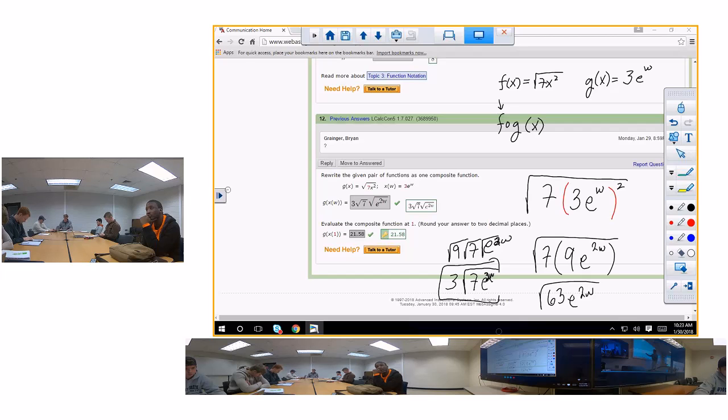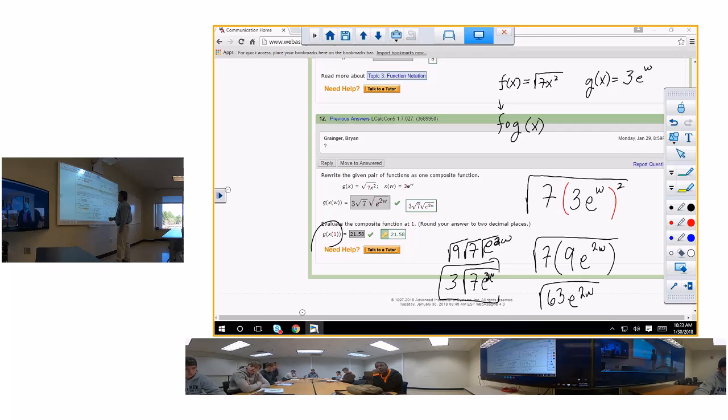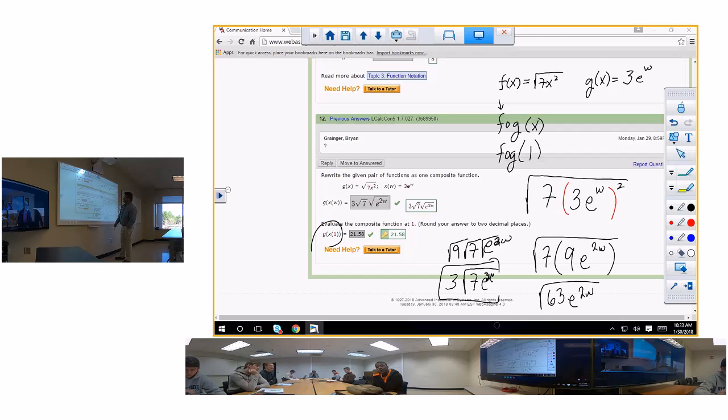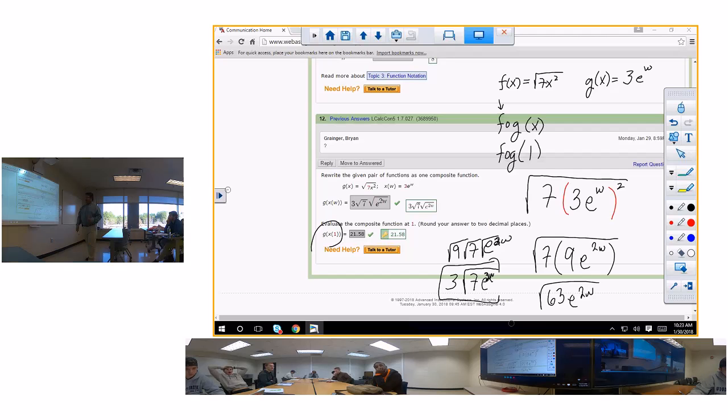Now, what in the world does this mean? That means f composed of g and plug in what? Plug in 1. So what's 1 to the, well, it pulls in is, let's see, g of x. Oh, e to the 2, okay, they plug in 1 for w. So e to the second power, do that in your calculator, times 7, take the square root of it, multiply it by 3. You should get 21.58.